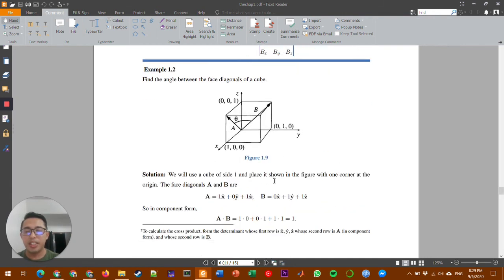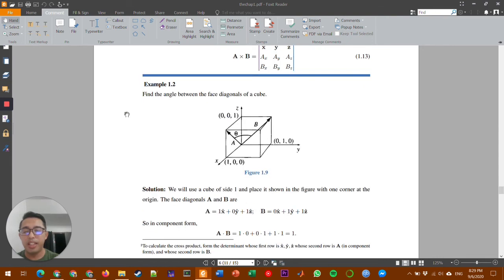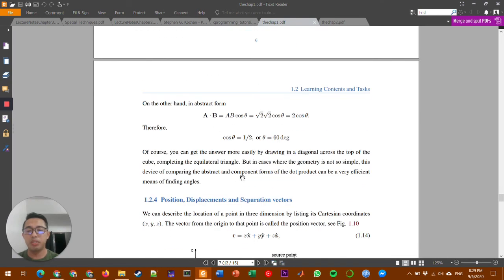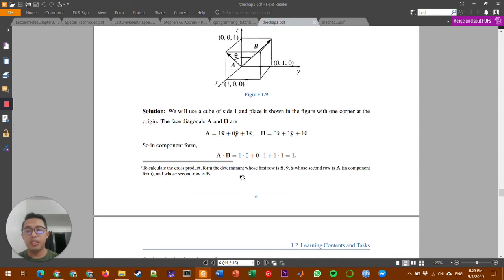So let's take a look at this example. Find the angle between the face diagonals of a cube. Look, this is the face diagonal of a cube. Find the angle between the face diagonals of a cube. So what is the angle here? This is theta. So you have vector A, and then you have vector B. There is a solution here, which is easy to follow.